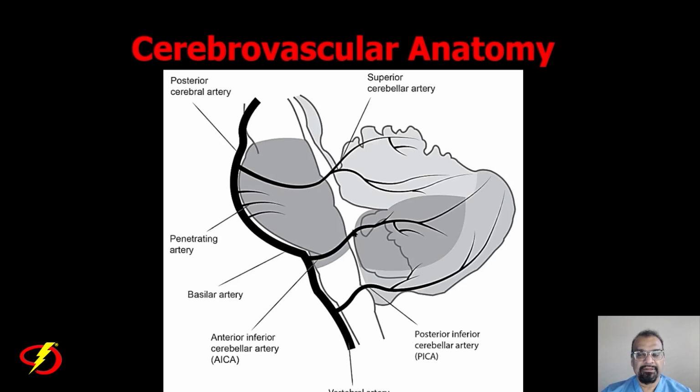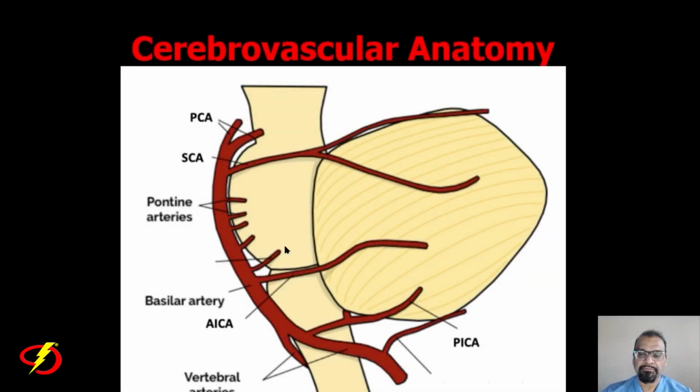So again, these arteries are named by what areas of the cerebellum they supply. The posterior inferior cerebellum is supplied by the posterior inferior cerebellar artery. The anterior inferior cerebellum is supplied by the anterior inferior cerebellar artery. And the superior cerebellum is supplied by the superior cerebellar artery. Again, these pontine perforators we'll talk about in a different lecture. These supply the pons and emanate directly off the basilar artery.